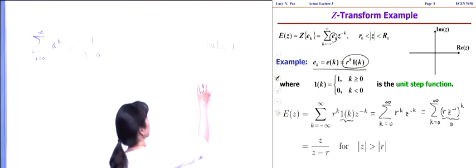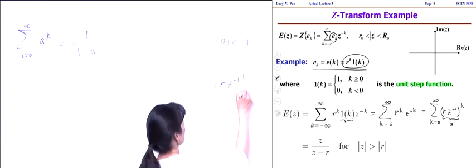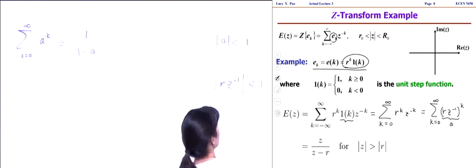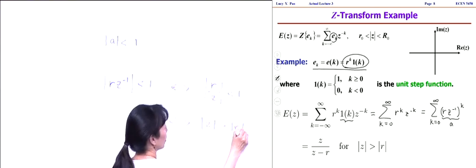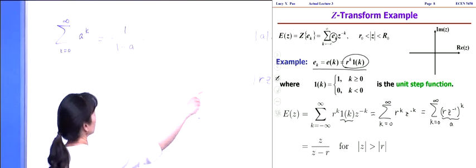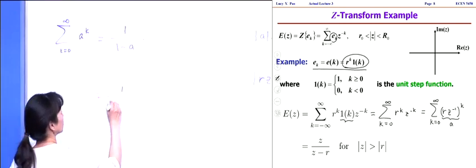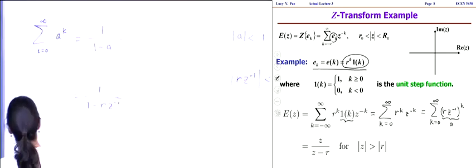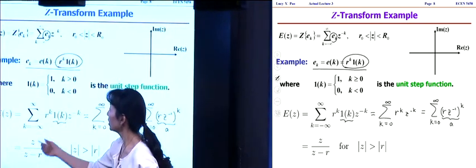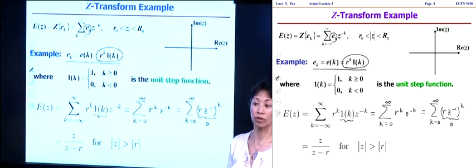So that means in our case, we need the magnitude of R Z inverse to be less than 1. Equivalently, the magnitude of R over the magnitude of Z has to be less than 1, or the magnitude of Z has to be greater than the magnitude of R. Substituting A equals R Z inverse back in, we have 1 over 1 minus R Z inverse, and multiplying by Z over Z, we get Z over Z minus R. This is the Z transform corresponding to that discrete-time sequence.